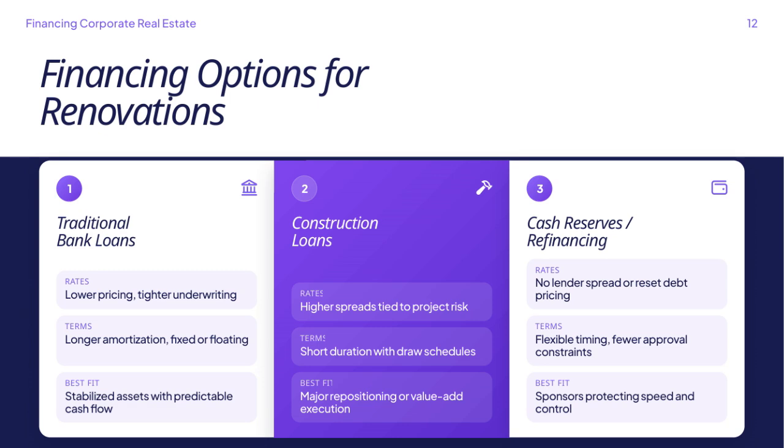First, traditional bank loans typically offer lower interest rates, but they come with tighter underwriting standards. These loans usually have longer amortization periods and can have fixed or floating rates. They're best suited for stabilized assets that have predictable cash flows, making them a more secure option for lenders.